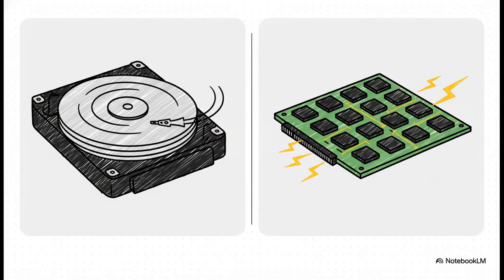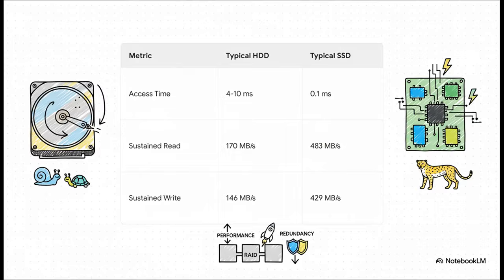It's not mechanical, it's purely electronic. And the performance difference? Well, the numbers speak for themselves. An SSD can find data in 1/10 of a millisecond. An HDD takes anywhere from 4 to 10 milliseconds. That's not just a little faster, that's a 40 to 100-fold improvement just by getting rid of the moving parts.